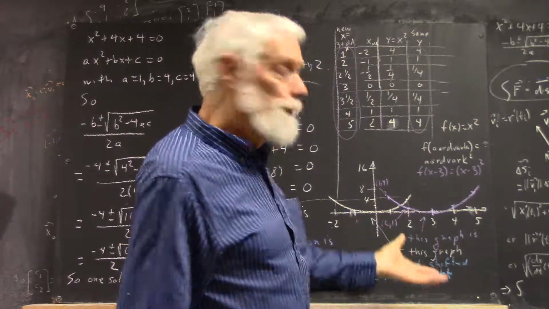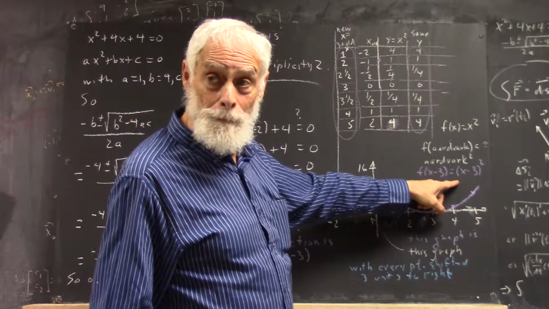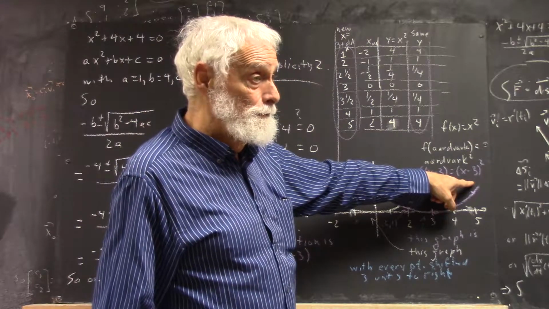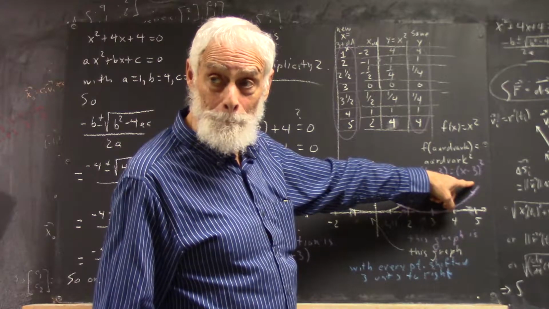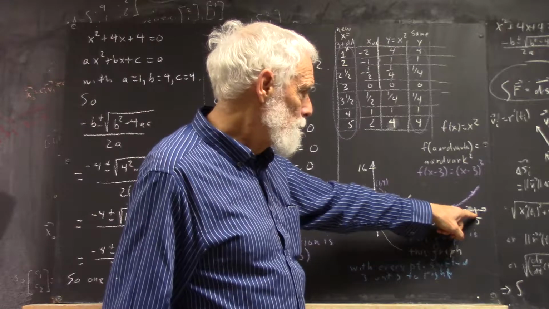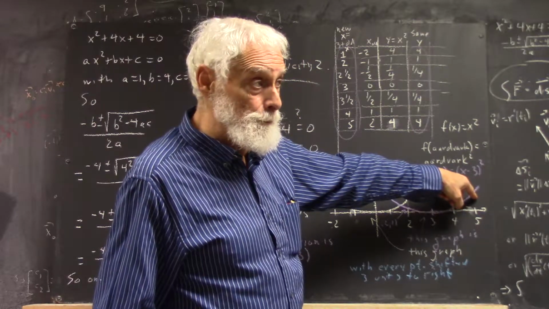What about if x equals 5? What do you get if you plug 5 in for x? Well, 5 minus 3 is 2. 2 squared is 4. Okay? What's the graph? When x is 5, the y value is clearly 4, right? Okay?